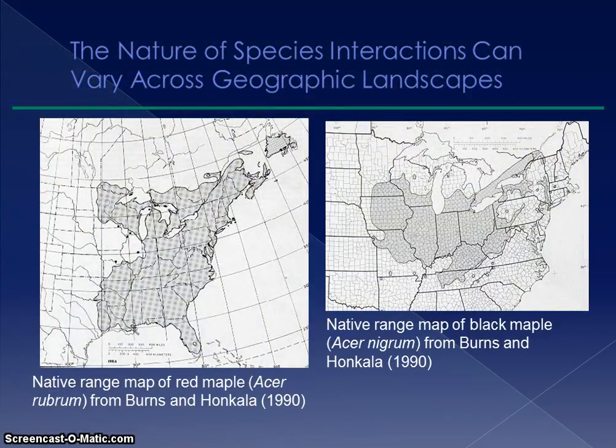The nature of species interactions can vary across geographic landscapes. Species with wide geographic distributions, like the red maple, Acer rubrum, range map shown here on left, are more likely to encounter a broader range of biotic interactions, much more so than species with more narrow geographic ranges like the black maple, Acer nigrum, range map shown here on the right.